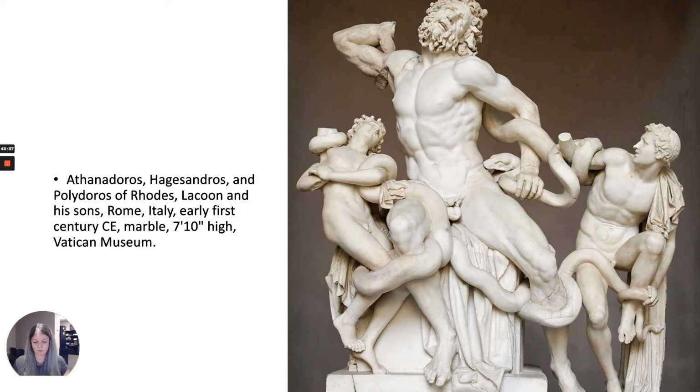This is the last thing that we're going to talk about in our ancient Greek lecture, and this is the Laocoön. So this is by three artists, Athenodorus, Hagesandros, and Polydoros, all of Rhodes, and they worked on a lot of sculptures together.